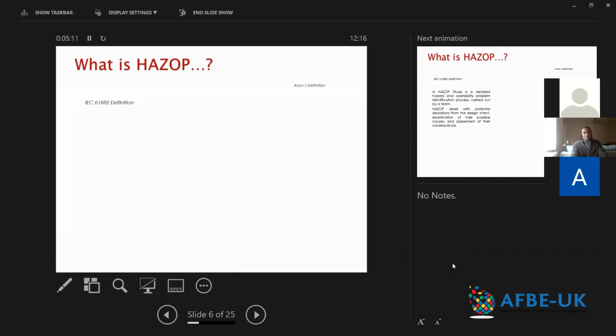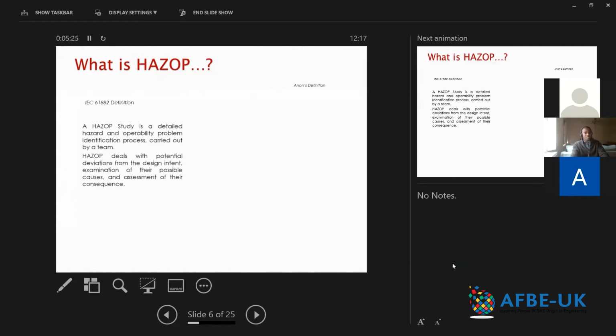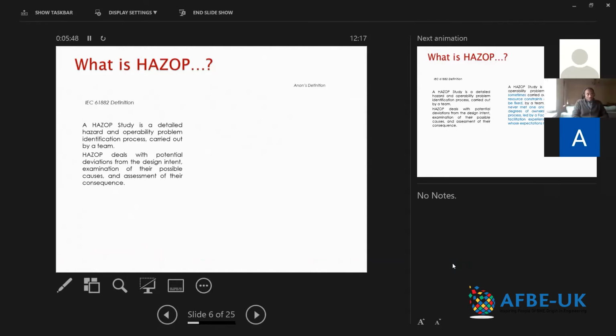Now, what is a HAZOP? I've taken the standard definition out of IEC 61882, which is the standard for HAZOPs and other risk assessment. A hazard and operability problem identification process that's carried out by a team. The key bit there is it's in a team. It's not a one-man desktop exercise. And it deals with potential deviations from the design intent, examination of their possible causes, and assessment of their consequences.